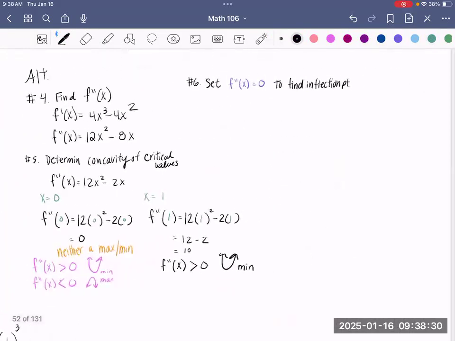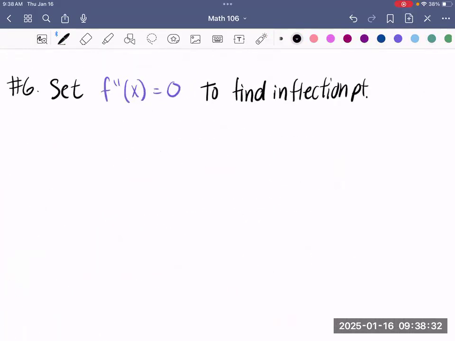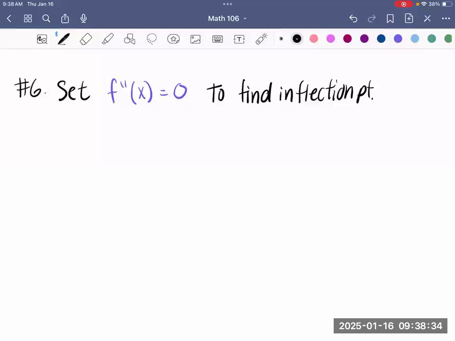Now, we did talk about just a moment ago how to find your inflection point, because we may as well find all important features of this graph. So for your inflection point, we're going to take your second derivative. We said we're going to set it equal to 0. That was 12x squared minus 2x.